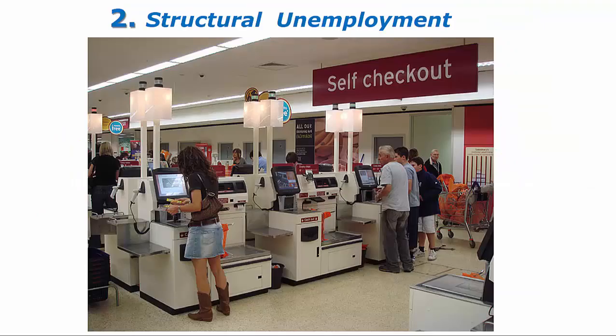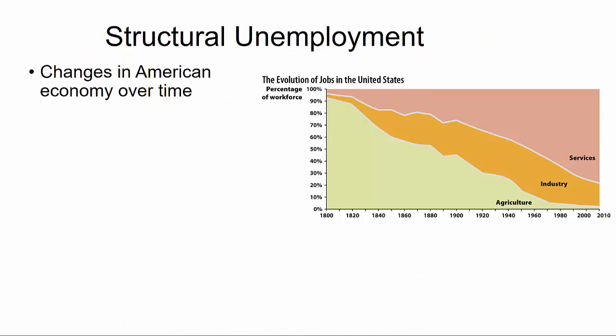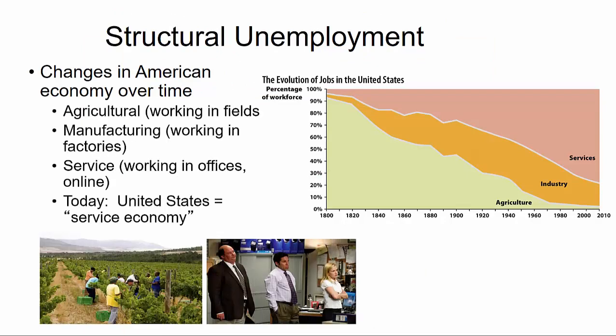All right, so next let's talk about structural unemployment. Structural unemployment has several causes, but one of the most recognizable is when a machine replaces a person. And that happens because of changes in the economy. If you look at our economy over the years, in the year 1800, most Americans were involved in agriculture, over 90%. And today, there are fewer agriculture jobs because we've replaced those workers with machines.